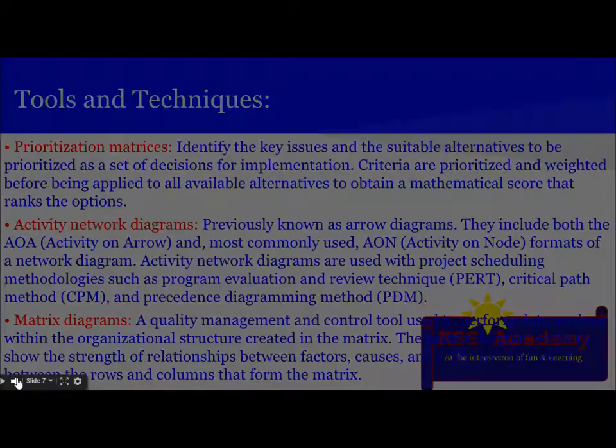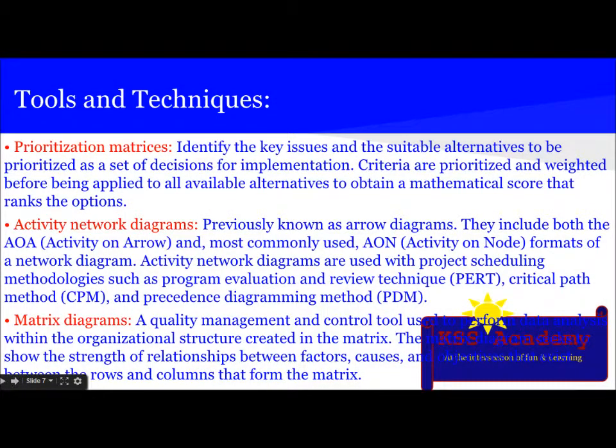The next technique is prioritization matrices. They identify the key issues and the suitable alternatives to be prioritized as a set of decisions for implementation. Criteria are prioritized and weighted before being applied to all available alternatives to obtain a mathematical score that ranks the options.